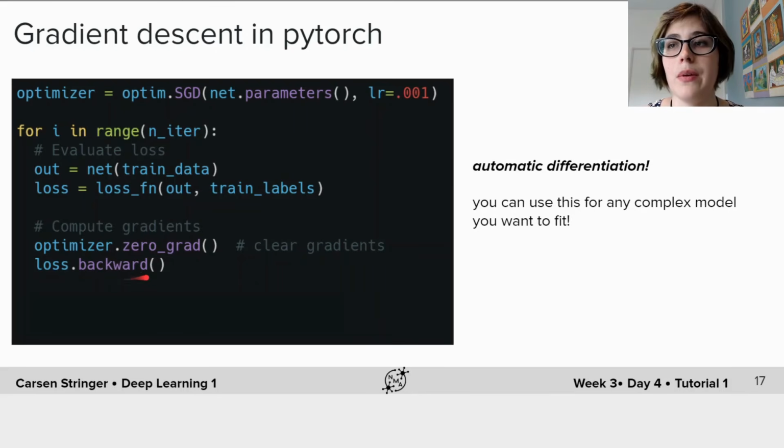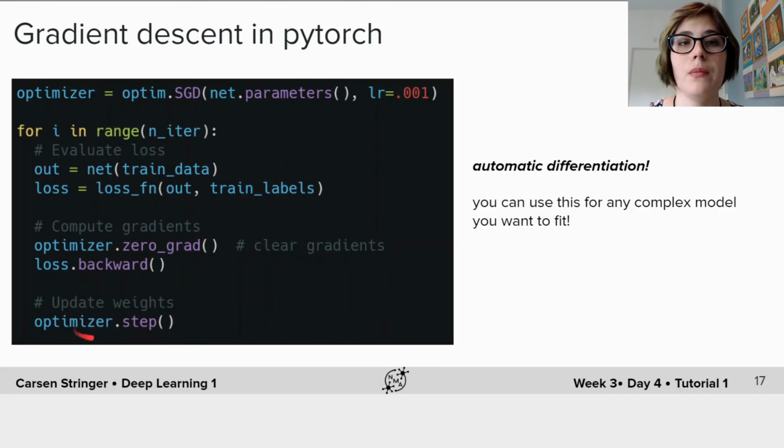And so this loss.backward method is also known as automatic differentiation, and this is an incredibly powerful tool. You can use this backward step for any model and any loss function that you can define in PyTorch, not just deep networks. So I highly recommend using it when you're fitting complex models rather than computing gradients using pen and paper. It's much less error prone to do it this way, and it will save you a lot of time. So finally, once you've computed the gradients using this automatic differentiation that's built into PyTorch, we update the parameters using this step method of the optimizer, and then we repeat this loop for many iterations.